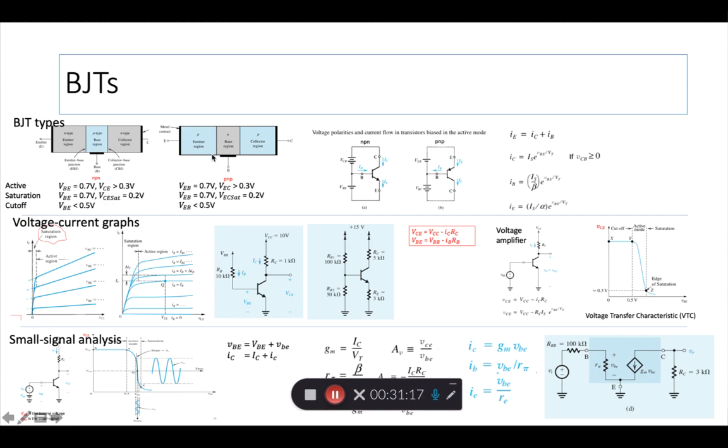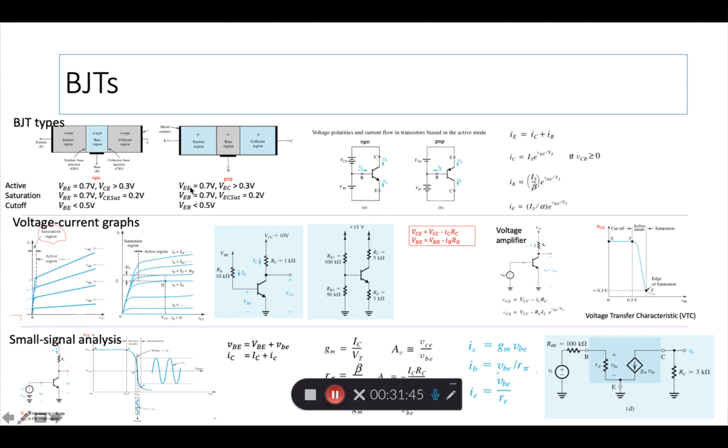Okay. Similarly, for the PNP, all you have to do is, instead of calling these voltages VBE or VCE, you just flip them around and say VEB and VEC. Once you follow that convention, the values stay the same. You don't have to worry about negative values and all that. So that makes it easier to understand, I hope.